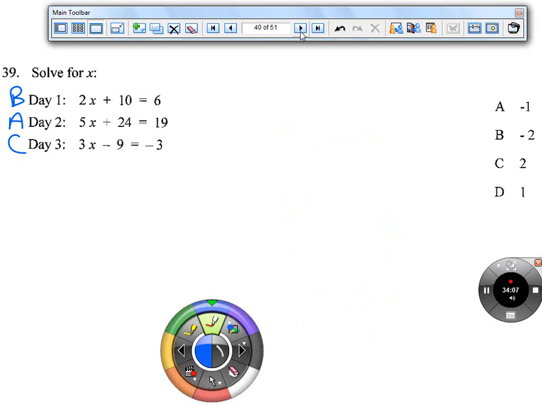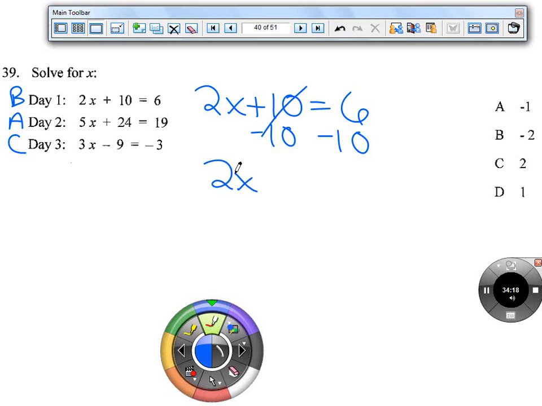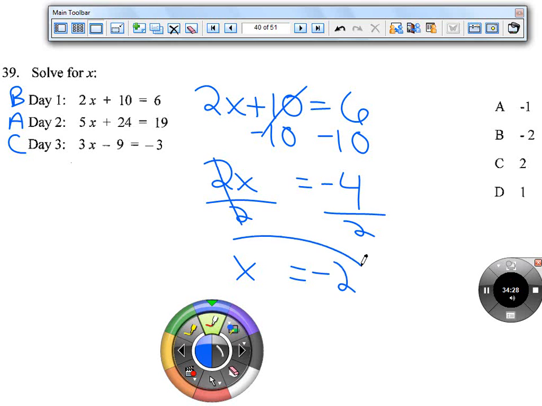Solve for x. Same thing again. So we definitely want to make sure you know how to solve equations. So the first thing to do would be to get rid of the positive 10. So subtract 10. So 2x equals 6 minus 10. That would be -4. Divide by 2. So we got x equals -2. So that's B.